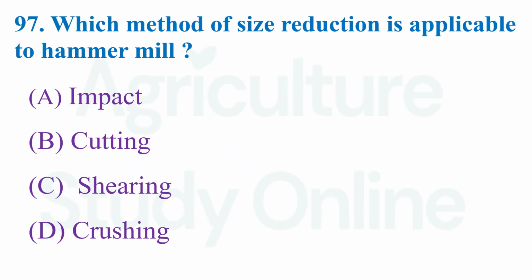Question 97. Which method of size reduction is applicable to hammer mill? So a hammer mill, basically it works on the principle of impact force. Means high speed rotating hammers will strike the material and then the particles will break due to sudden impact collisions, and some minor attrition may also occur, but impact is the dominant one.